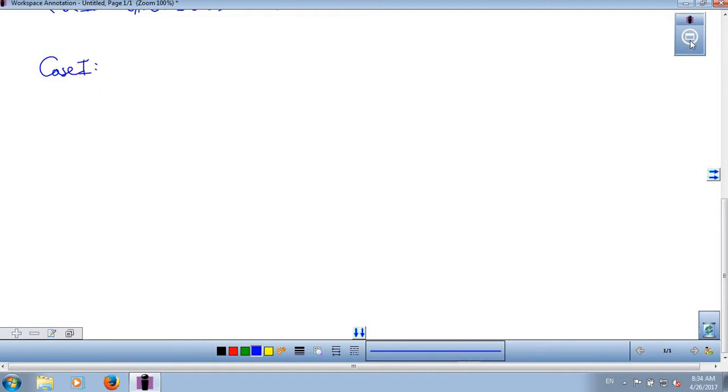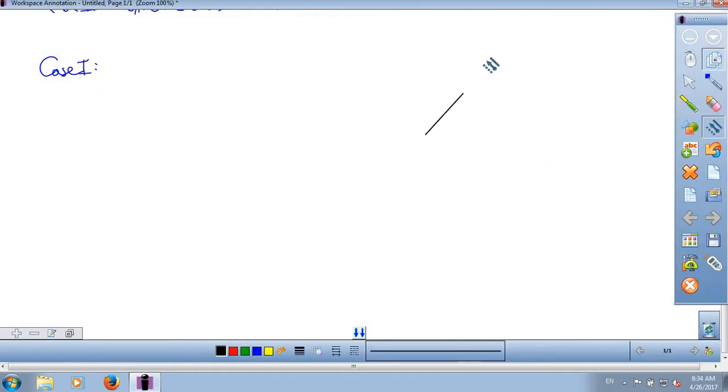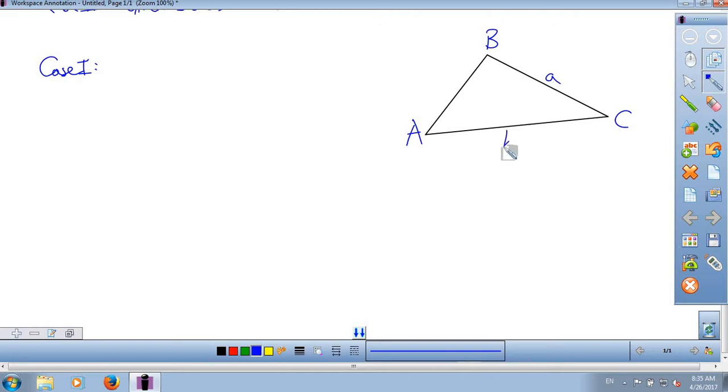Alright, so case 1, go ahead and draw a triangle again. I'm going to draw a scalene triangle, oblique and scalene. Again, our notation for angles will be capital letters A, B, and C, and the sides will be: opposite to angle A will be lowercase a, opposite to angle B will be lowercase b, opposite to angle C will be lowercase c, so that we will understand how to go ahead and solve this. Okay, so let's develop this solution first.